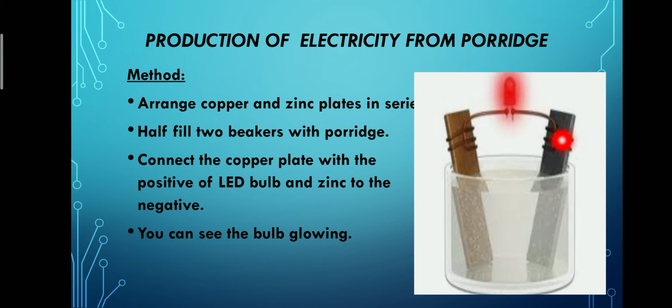And what you can see is that the ions in the vinegar will keep on moving, and as they move, there is a flow of current in the circuit, and because of that the bulb glows. And if the vinegar is older, the concentration of ions will be more, and the intensity of glowing of the bulb will be maximum.